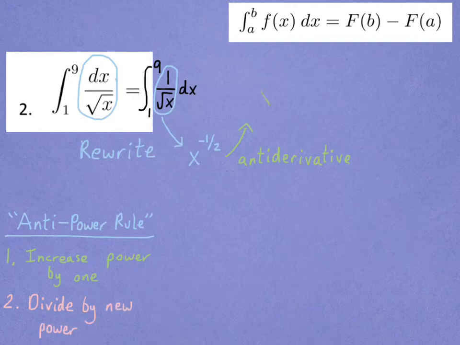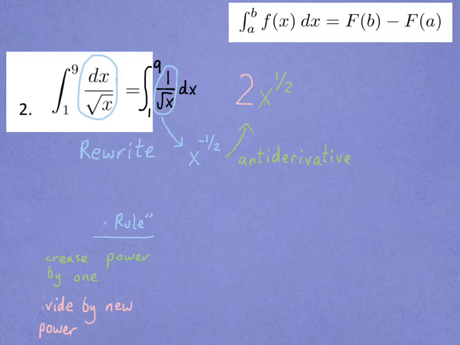Okay, so I need to increase the power on x by 1. What would that be? Negative 1/2 plus 1 would be positive 1/2, so there we go. And then I need to divide by the new power, like that. Oh, that looks ugly. But it's easier if you remember that dividing by a fraction is the same as multiplying by its reciprocal. There.